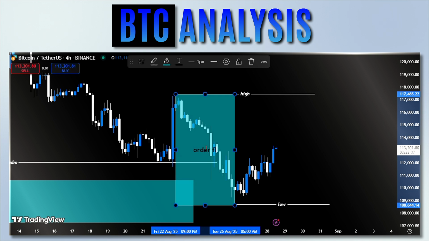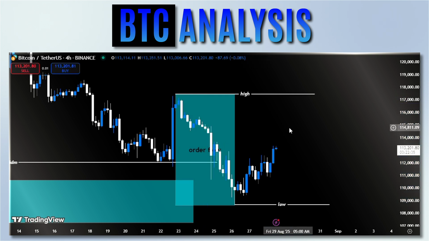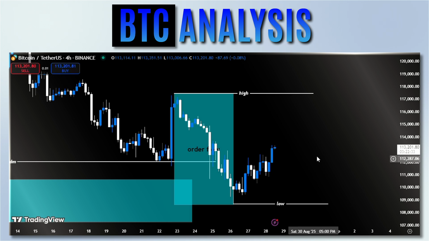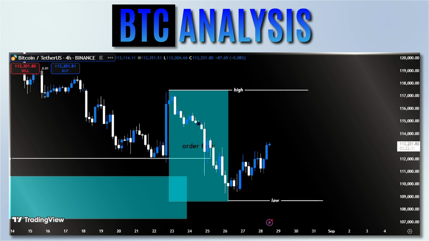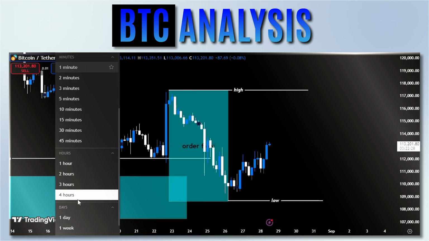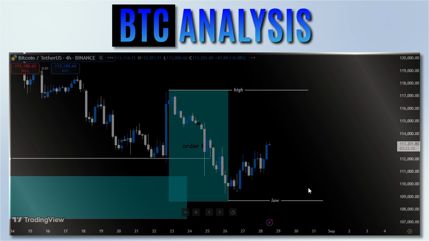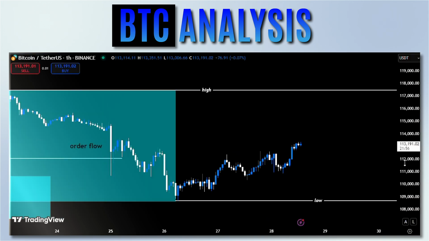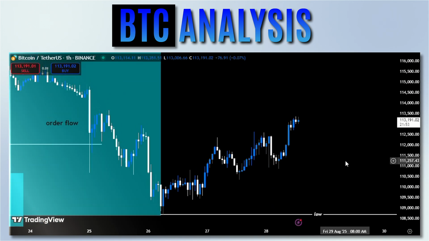The analysis anticipates a pullback to mitigate a demand zone before continuing its ascent. The area marked liquidity below the recent lows has been taken, clearing the way for a more efficient move up. The projected path is a dip, followed by a rip to new highs.